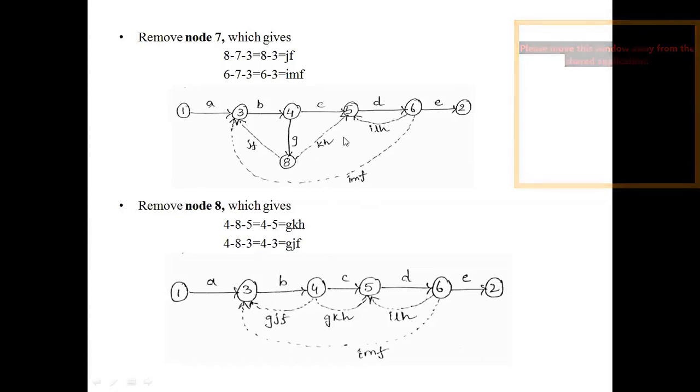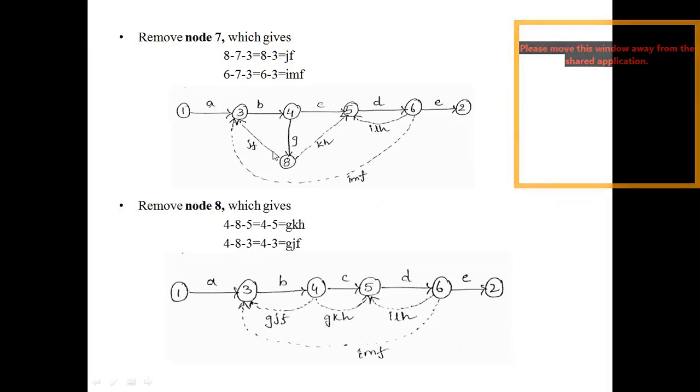For node 8, what are the link paths that will be generated? The incoming links for 8 are 4-8-3 and again 4-8-5. These are the two paths. For 4-8-3, when you remove this particular node 8, we get the new link path 4-3. So what are the link names for 4-8 and 8-3?